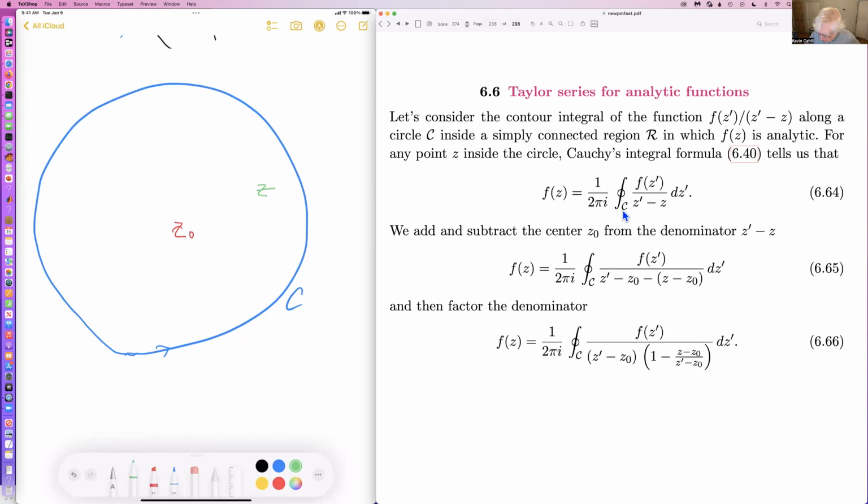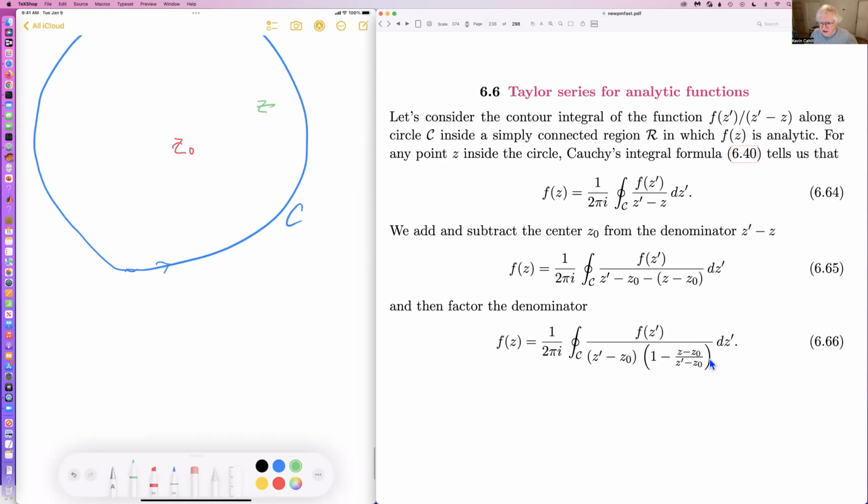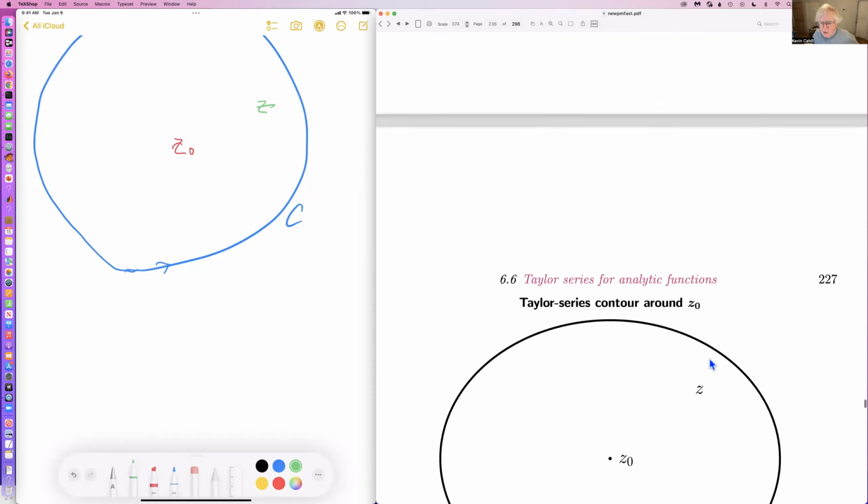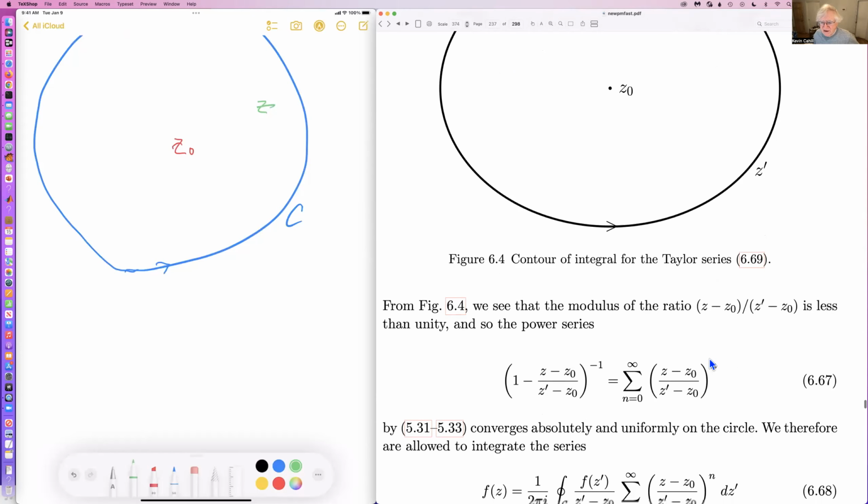z is some arbitrary point here. z0 is the center of the circle. And so what we're going to do is we're going to add and subtract z0, and then we're going to factor that denominator like this. So we write z prime minus z as z prime minus z0 minus z minus z0. And then we write this as z prime minus z0 times 1 minus that. It looks like that. Okay, so what is next?